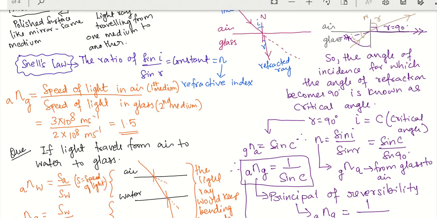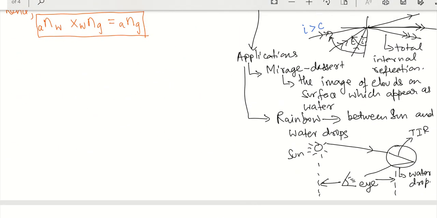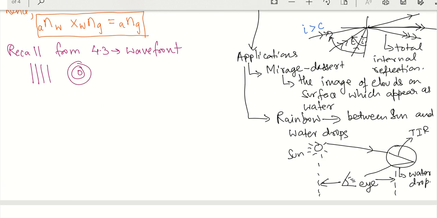Now I'm going to recall something from the previous unit. So I'm going to do a brief recall from 4.3. So it was about wavefront. So we have seen that wavefronts are nothing but a set of lines, correct? So it can be plane wavefront, it can be circular wavefront, okay?